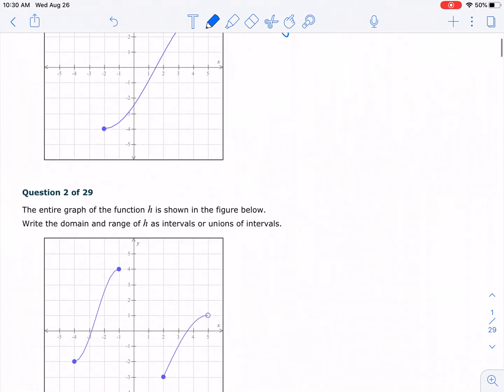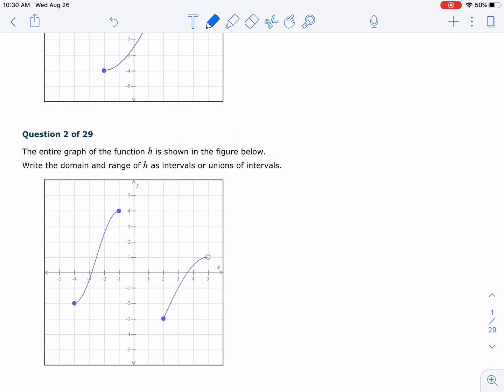All right, for number 2, you see we have a gap. So we're going to have to write the union for the domain because there's a gap in between. Once again, we go from left to right. As you can see, we start at -4 and then we stop at -1. And then we start again at 2 and we stop at 5. So we have the union: -4, -1. We use bracket because they are included. Same thing for 2, but for 5, we use parenthesis.